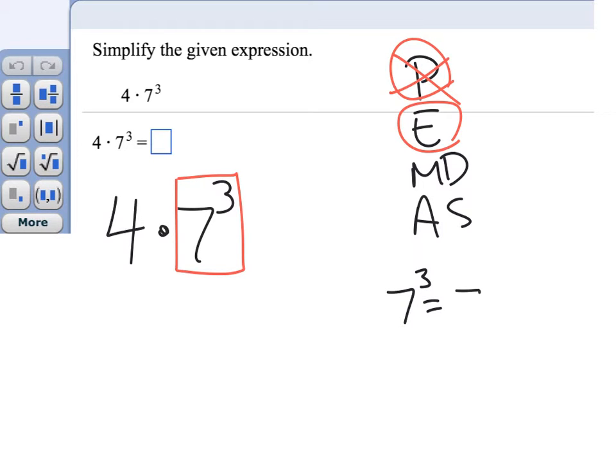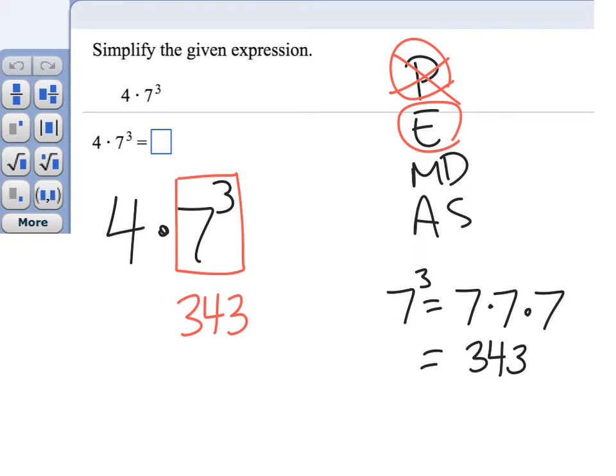Now what does that mean? That means 7 times 7 times 7. So you're going to bust out your calculator and type in 7 times 7 times 7, and you're going to get 343. So that means this exponent is equal to 343, and you're going to bring everything else straight down.